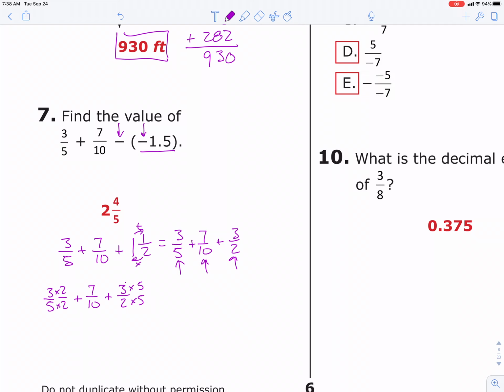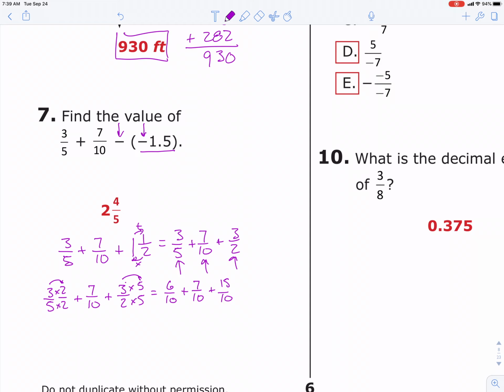If you don't multiply the top and bottom by the same number, you're changing the actual value. What I'm doing is just changing the numbers so that they match in the denominator so we can add them together. So if we go ahead and multiply these, the 3 times 2 over here, that's 6, so we get 6/10 plus 7/10. 3 times 5, it's 15/10.